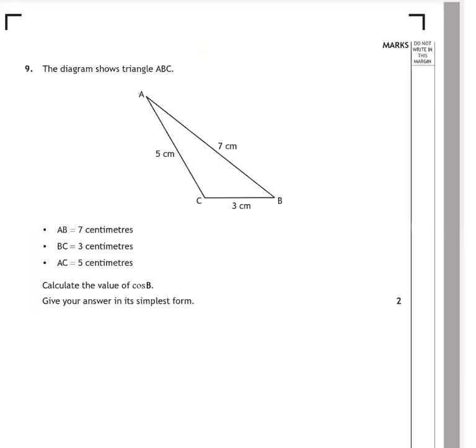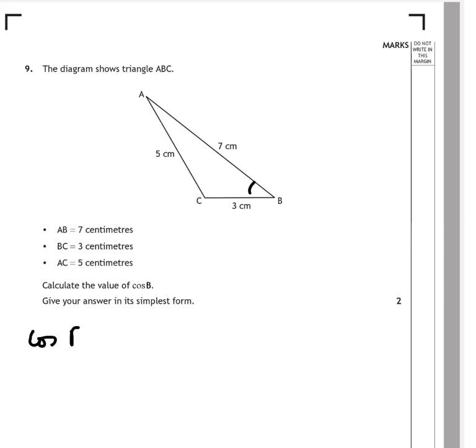Question 9. The diagram shows triangle ABC, and we've got information about the sides of the triangle. We're told to calculate the value of cos B. Give your answer in its simplest form. So this is obviously a cosine rule question, because we've got the formula for that in the formula sheet.